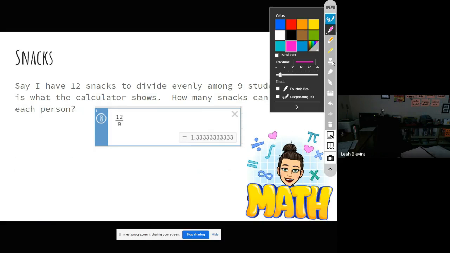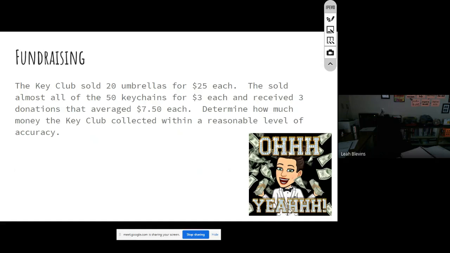All right. Fundraising. This is our last problem of the day. And it's talking about reasonable levels of accuracy. Sometimes in life we're presented with problems where we can't give an exact answer. I can't tell you exactly how much money is in my purse, but I can give you a reasonable estimate.